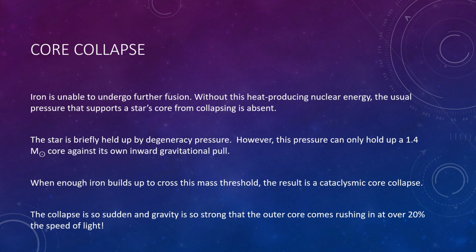Nonetheless, the core is held up briefly by degenerate electron pressure, which is the same pressure that keeps a white dwarf from collapsing. However, degenerate electron pressure can only hold up to 1.4 solar masses against its own tremendous inward gravitational pull. When enough iron builds up to cross this threshold of mass, the result is a cataclysmic core collapse. The collapse is so sudden and gravity is so strong that the outer core comes rushing in at over 20% the speed of light.